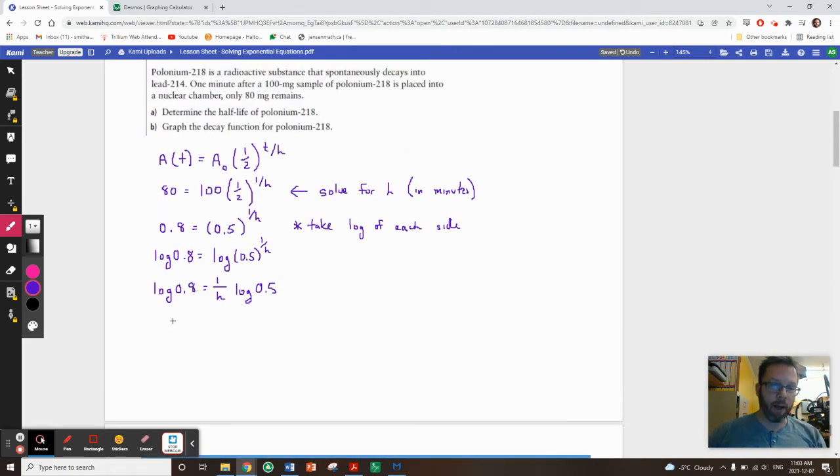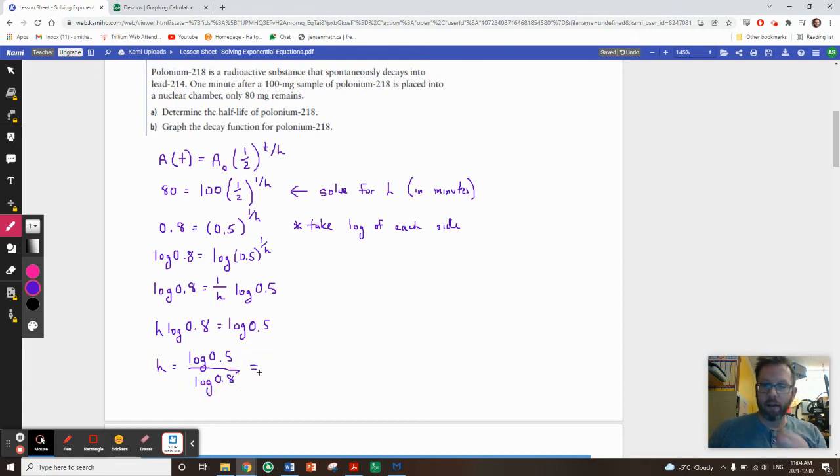If we multiply up the h, we get h times the log of 0.8 equals the log of 0.5. And then we can divide both sides by the log of 0.8. We get h equals the log of 0.5 divided by the log of 0.8, which is exact.